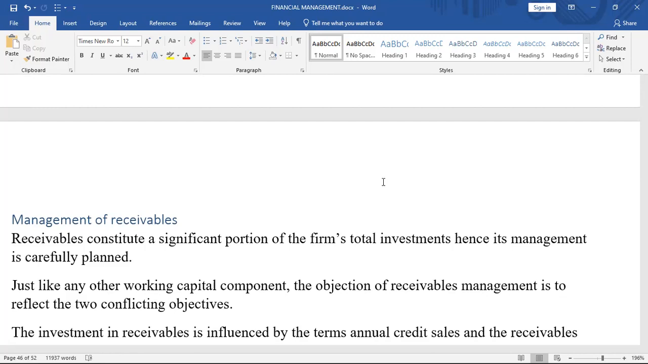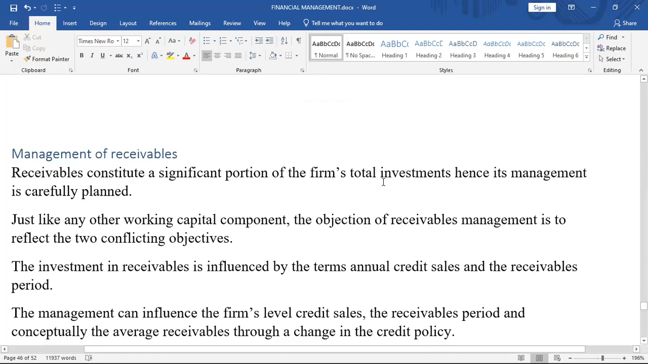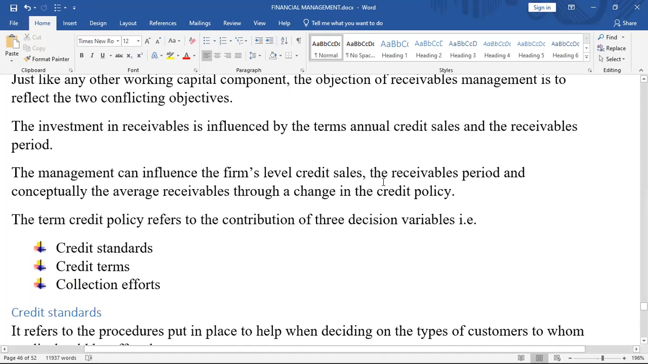All of these shall be discussed in different topics, when you are looking at the cash operating cycle, among others. Now, the management of receivables: receivables constitute a significant portion of the firm's total investments, and their management is carefully planned. Just like any other working capital component, the objective of receivable management is to reflect two conflicting objectives. The investment in receivables is influenced by the firm's annual credit sales and the receivables period. For example, if the total sales of a company are 400 million shillings per annum, 60% of which is on credit terms, and on average customers pay after 30 days, in a year of 360 days, the firm's investment in receivables can be determined as follows.